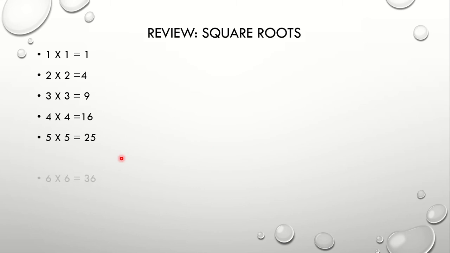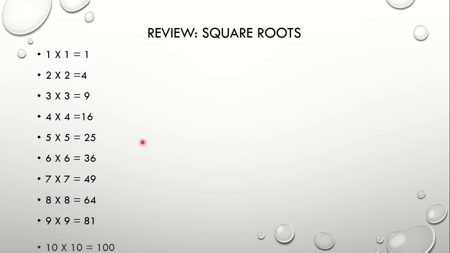Okay, so let's first review square roots. I have here the first 10 numbers. If you multiply each by itself, there is the product. So you have 1 times 1 equals 1. You have 2 times 2 equals 4. All the way to 10 times 10 equals 100.